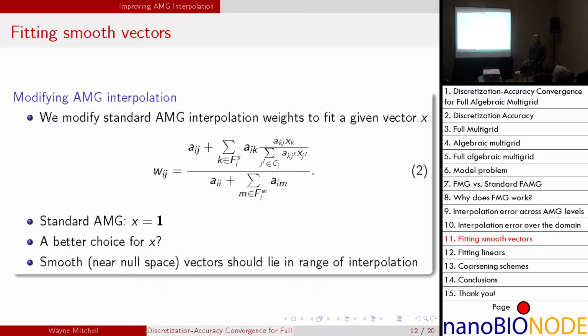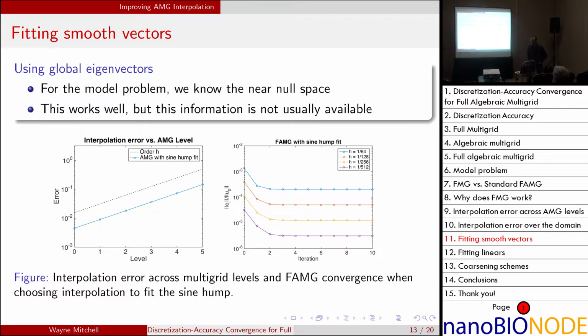To remedy that, you can modify this formula in the following way. We put in these little x's here. These are components of some arbitrary vector x that we'd like to fit. If you just plug in 1 for x, you recover standard AMG interpolation weights. And we're curious what might be a better choice for x. Recall that this choice for x should be some kind of smooth near null space component for our operator.